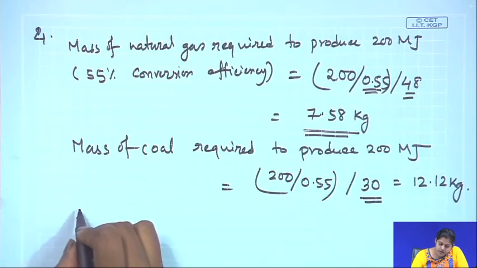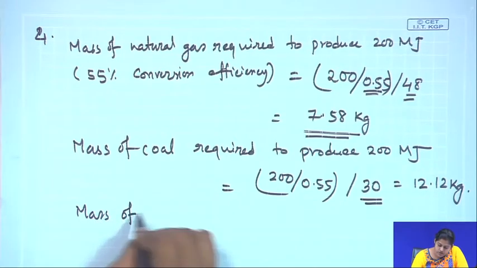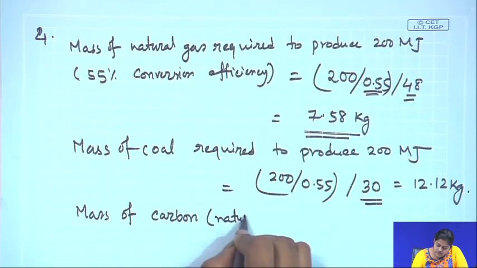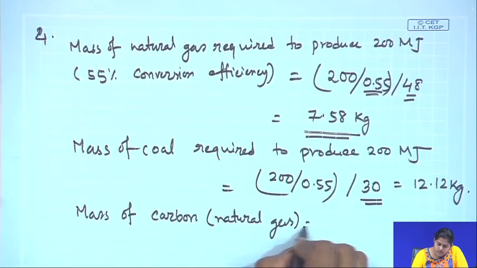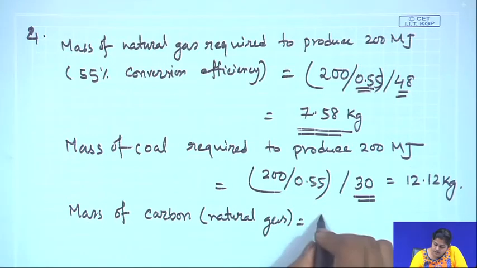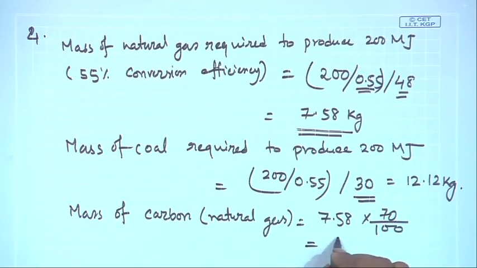Now, we need the mass of carbon, because finally, we need to calculate the amount of CO2 generation. For calculating the amount of CO2 generation, we should know how much mass of carbon is present. So, mass of carbon in natural gas, it is given in the question that 70% is carbon in natural gas. So, simply 7.58 into 70%. So, this will be 70 divided by 100. So, this will be 5.31 kg.